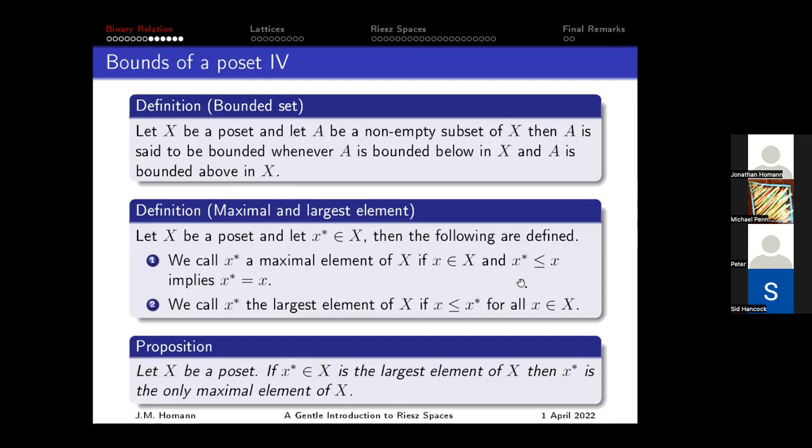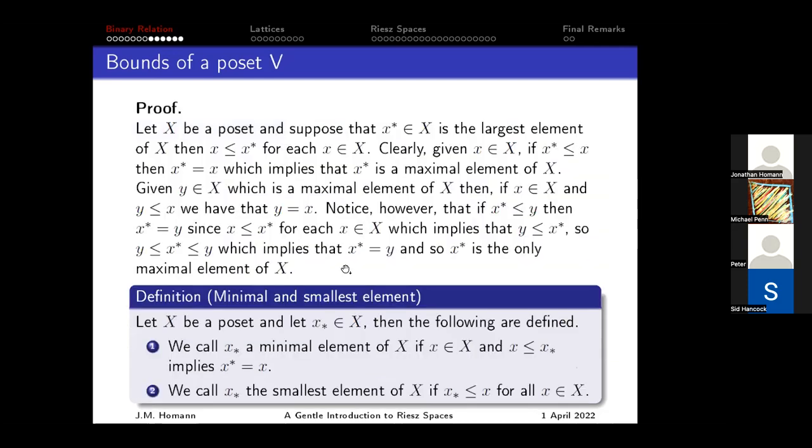But since we have a partial ordering, it is not the case that every member of the poset is comparable to x star. But if every member of the poset is comparable to this maximal element, then we call it the largest element, and it is unique.